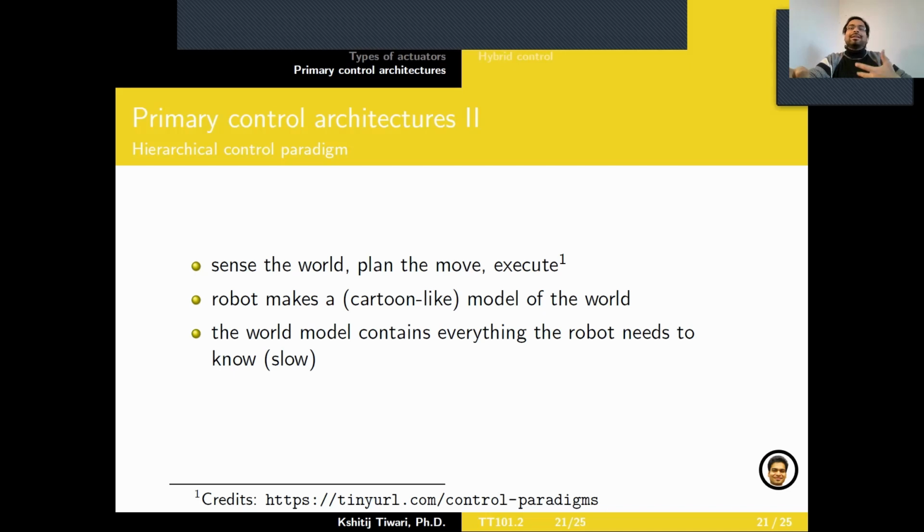And then the model contains everything that is for the robot to know, which then again you could imagine makes it very slow to make any decision whatsoever, because there is much more information to be processed than what is actually required. So this was the drawback of this architecture.